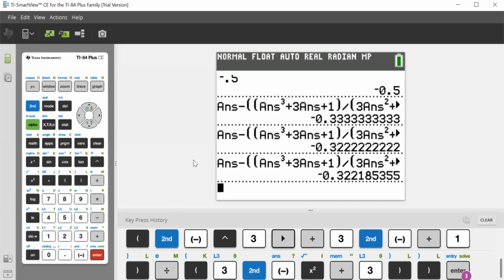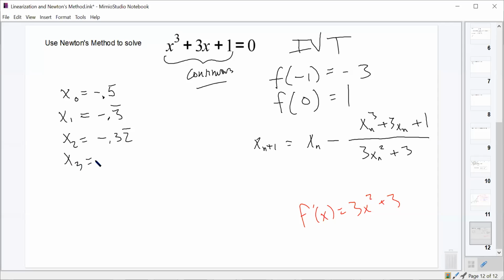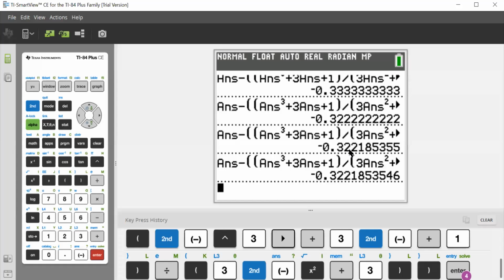Hit enter again. You get this. What was that one? Negative 0.322, what was it, 1,85355. And hit enter again. You get this. Hit enter again, look, it stays exactly the same. So it didn't take that long to get us to 10 digits of accuracy on our decimal.